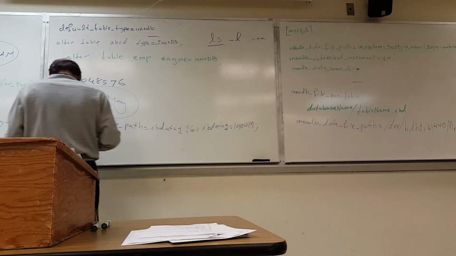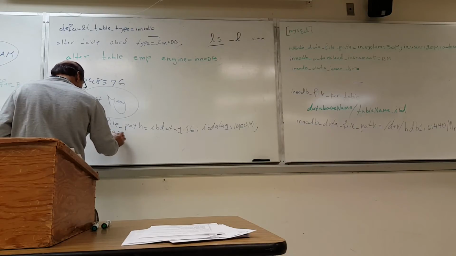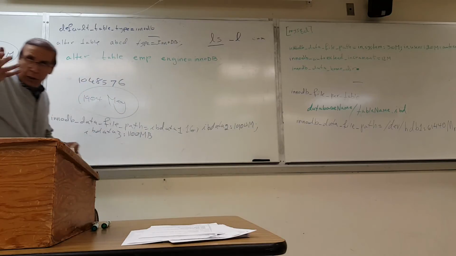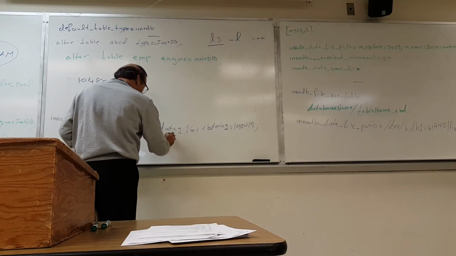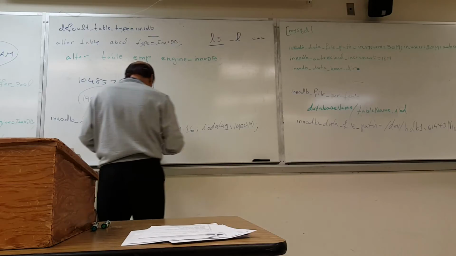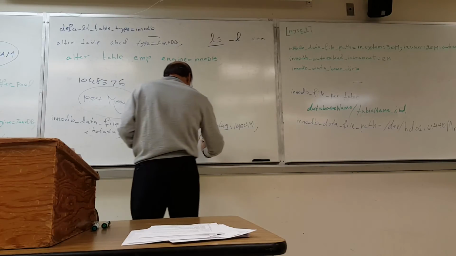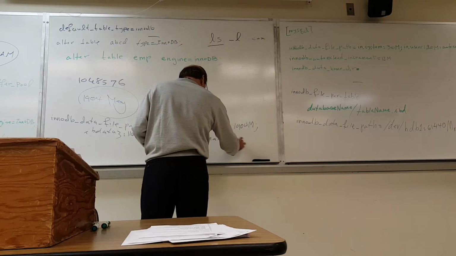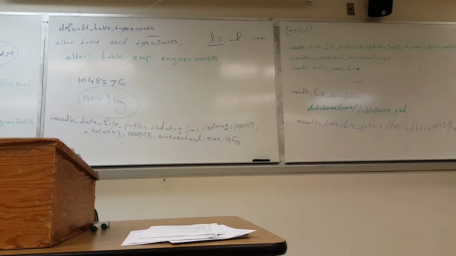ibdata3:110M:autoextend:max:4G. This number, 110 megabytes, we selected with no particular reason, but we selected this number.